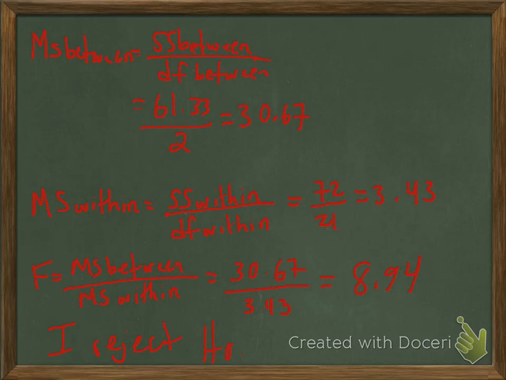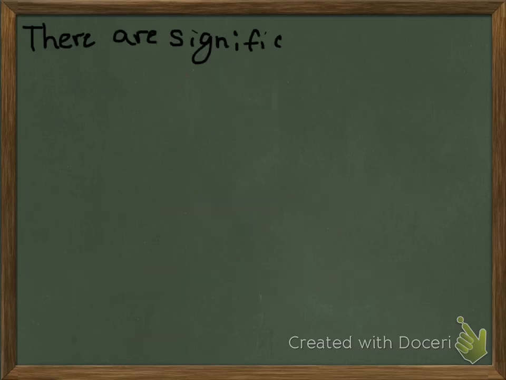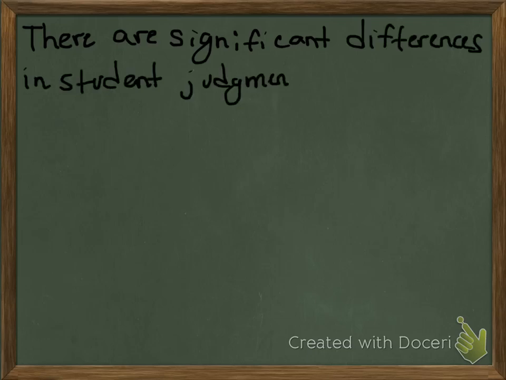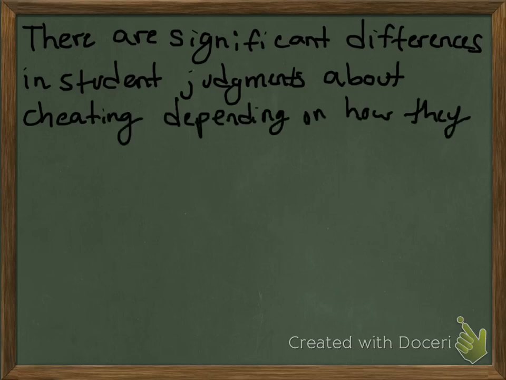And because the 8.94 is greater than the critical value, you reject the null hypothesis. So there's a significant difference in the student judgments about cheating depending on how they see their teachers.